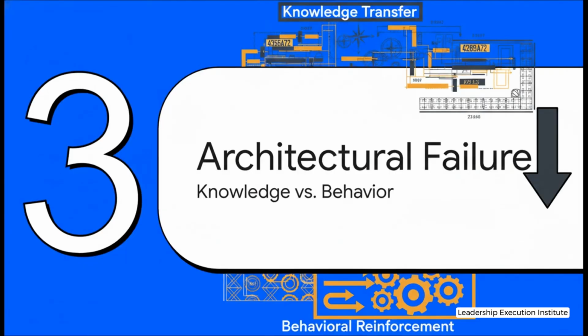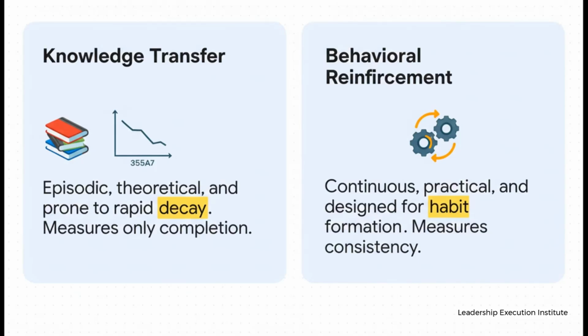Okay, so if we know drift is going to happen, then what's the fundamental issue with our training methods? That brings us to Section 3, the architectural training failure. The core of it is distinguishing between just transferring knowledge and actually reinforcing behavior. This really gets to the heart of the problem. Let's compare the two. On one side, we have traditional training, which is all about knowledge transfer. It's episodic, right? It's an event. It's often theoretical, and that knowledge decays pretty fast.